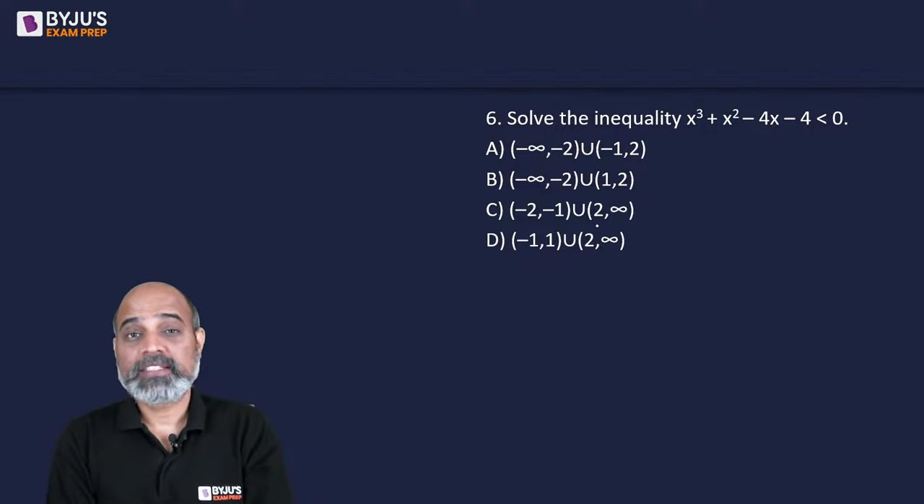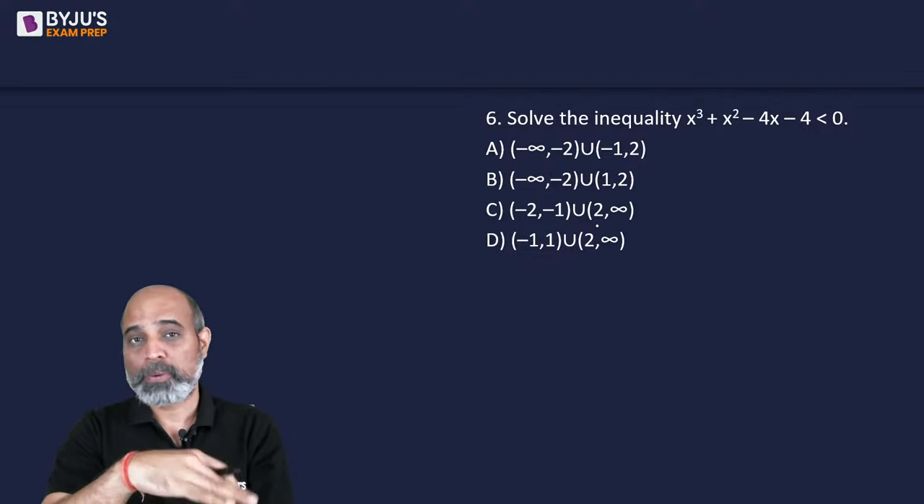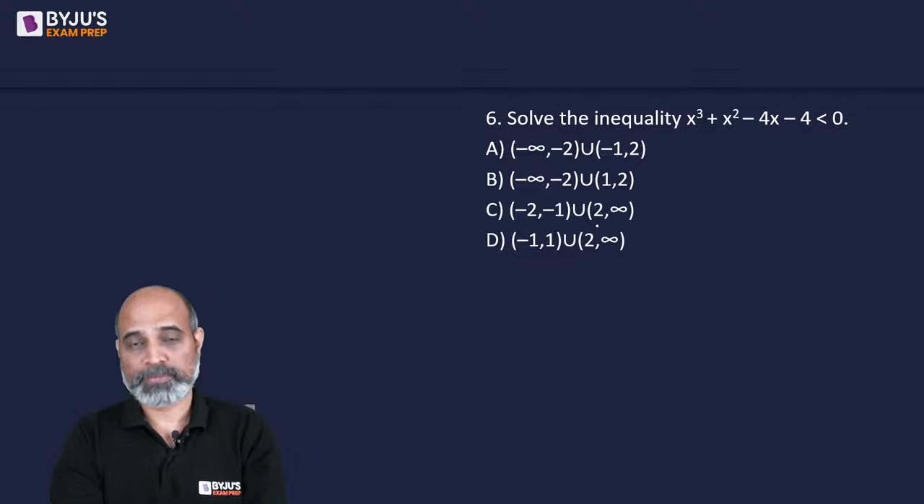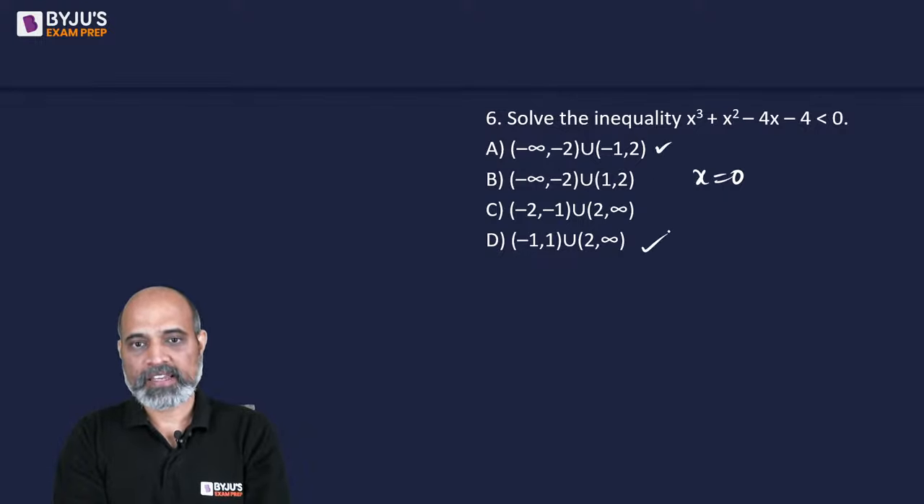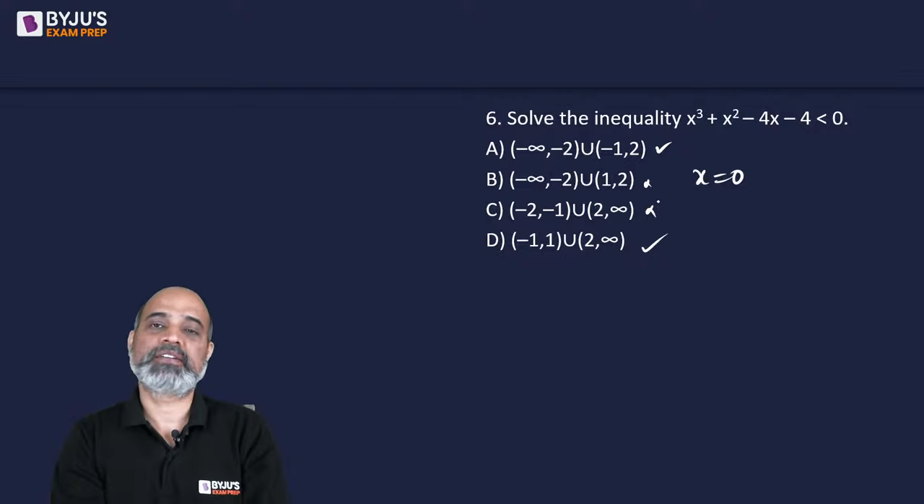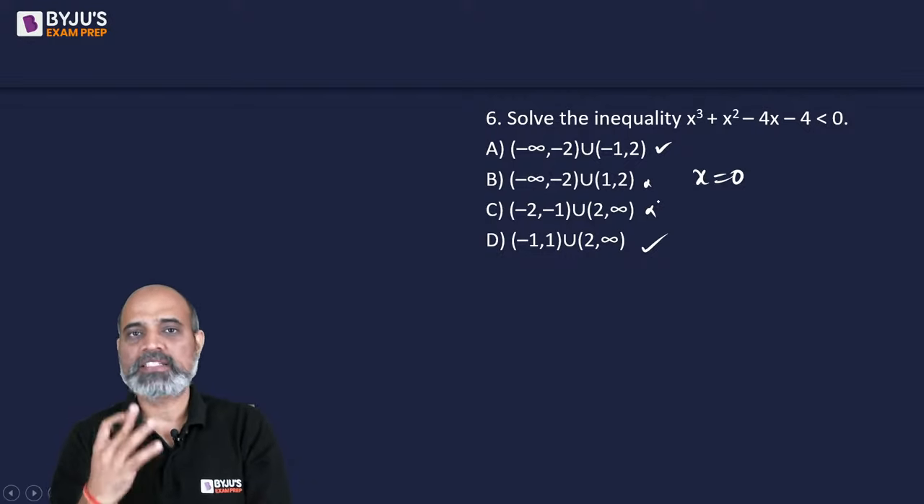What you will realize is there are going to be some values which will exist in some of the options and which will not be there in some of the options. ठीक है? For example, अगर मैं ध्यान दूं इधर, तो I will realize that x is equal to 0 exists in A and D. देखो -1 to 1 में 0 आएगा, -1 to 2 के बीच में भी 0 आएगा, and it doesn't exist in B and C. Right?